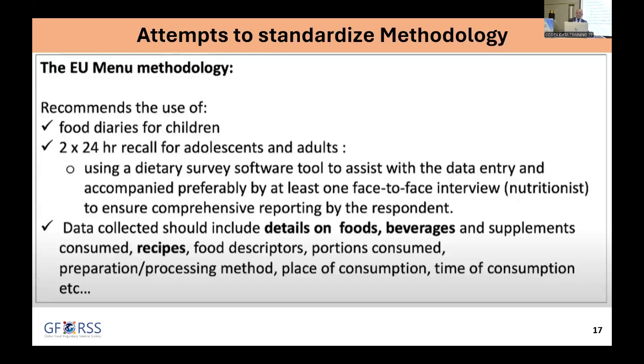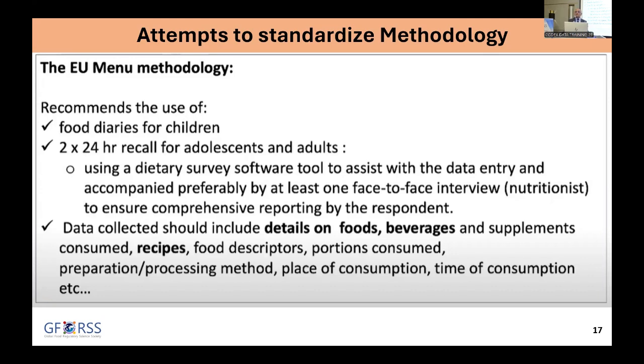I already mentioned the EU Menu method, which is mainly a methodology used to assess food consumption using, for example, two times 24-hour recall for adolescents and adults. We use another method for children. But what is interesting in this method is that data is collected based on detailed food, beverages and supplements that are consumed.